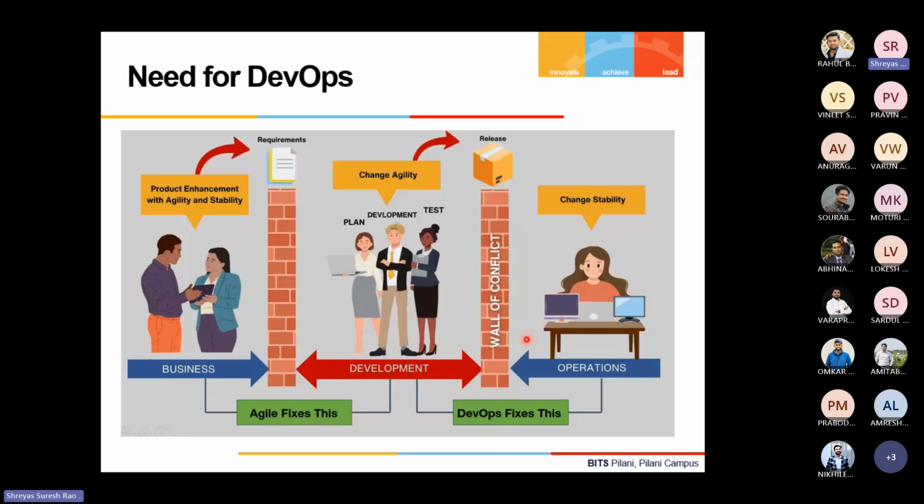But ultimately, when the application is deployed and the end users use the application, that is what is the actual ROI, return on investment. So this was the wall of conflict, the communication and collaboration between the development and the ops team. This has improved with DevOps. So Agile fixes this part, DevOps fixes this part, as the name tells, Dev plus Ops. Put together, Agile and DevOps will make the release of the software very smooth.